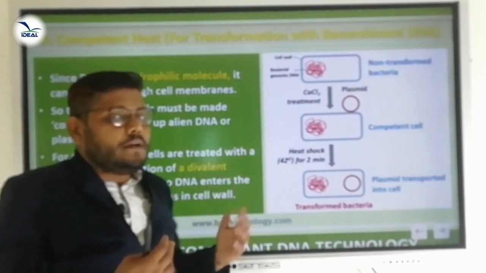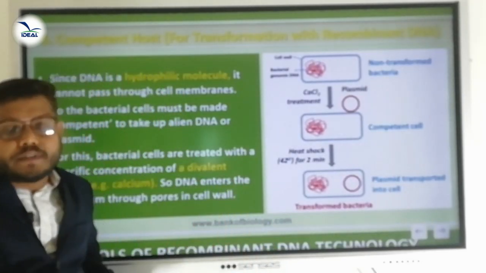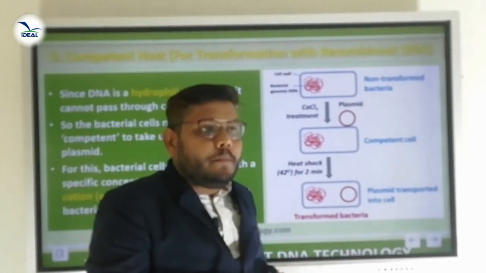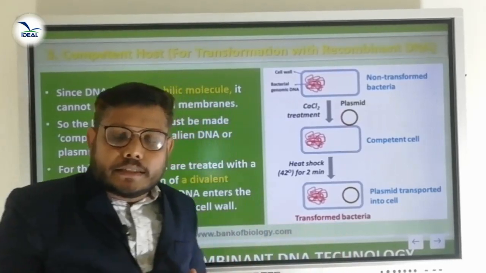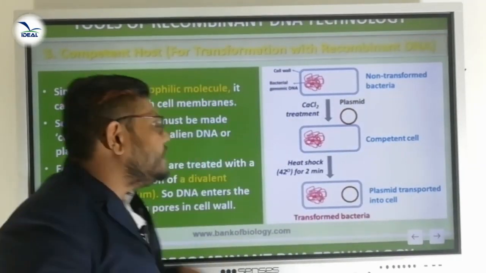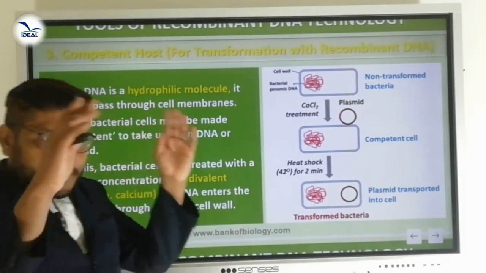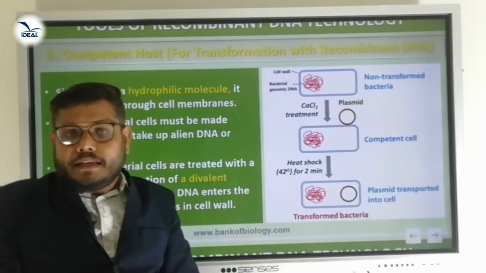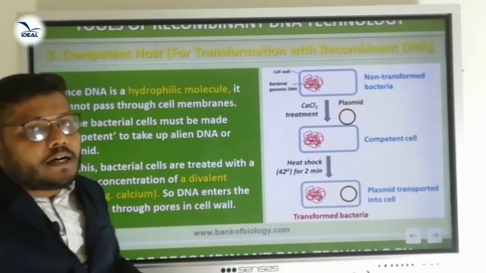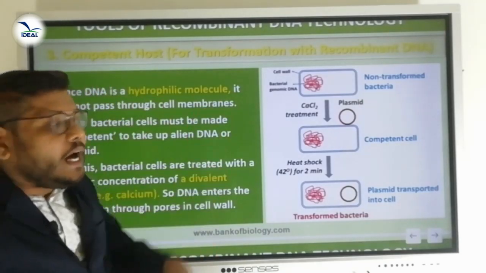Next one, competent host. What is a competent host? The ability to take genes and plasmids from outside is called competence. The cells which are capable of taking up alien DNA from outside are called competent hosts. DNA is a hydrophilic molecule. That is the reason why it cannot pass through the cell membrane. We already know the structure of the cell membrane. Hydrophilic means what? Water lovable molecule. So that is the reason why it cannot pass through the cell membrane.